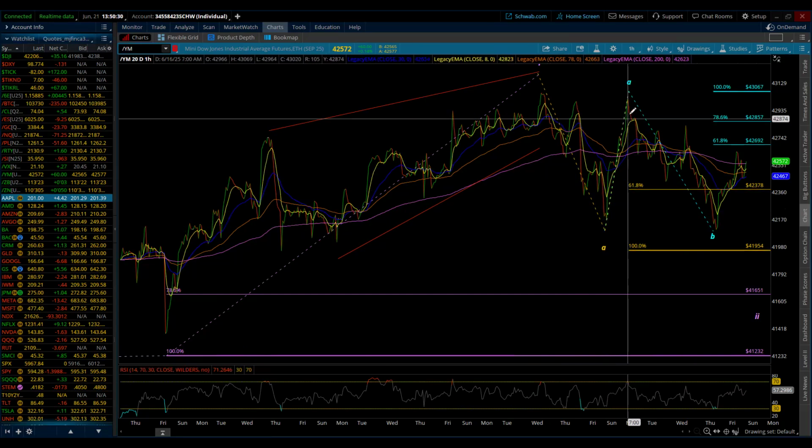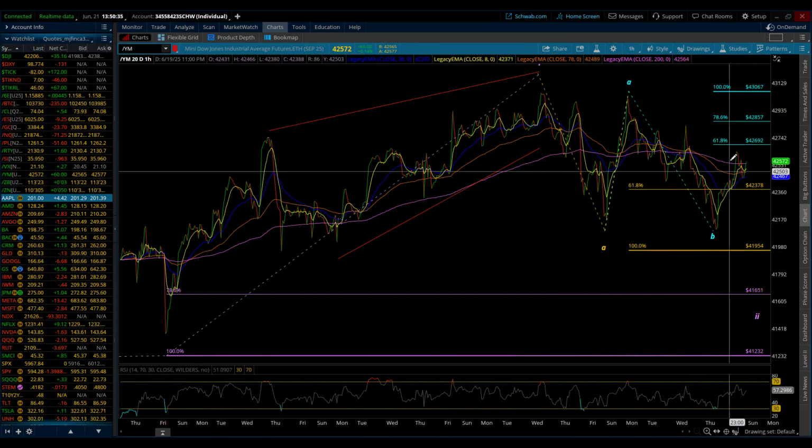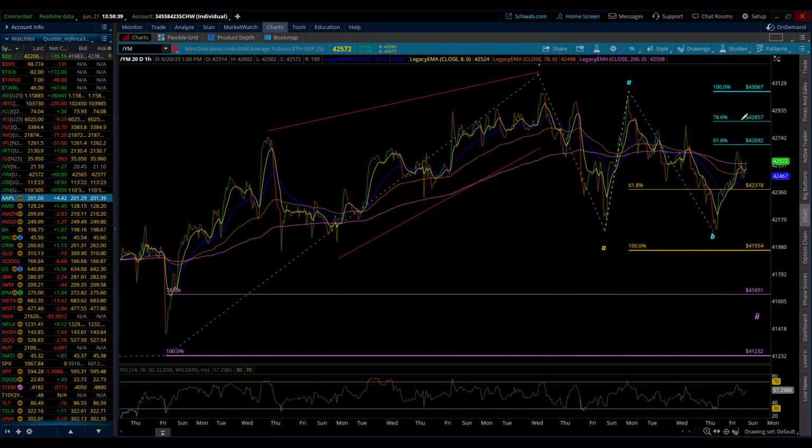And then we get this crazy A wave and a B wave. And I think we need to go up and finish a C wave. And the Dow could do it. The Dow finished up on Friday. S&P and the NASDAQ were lower.